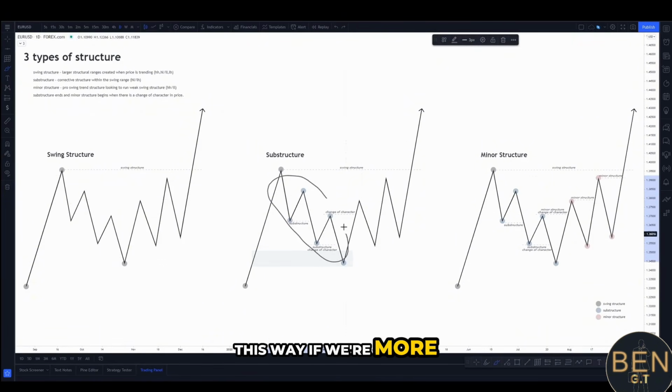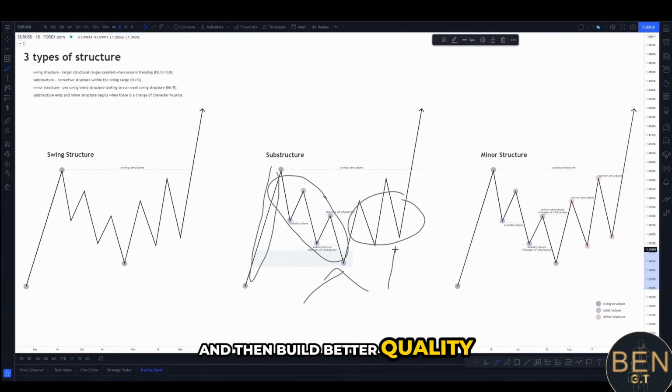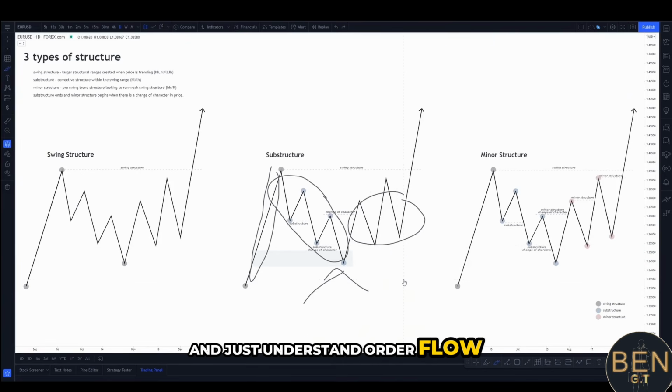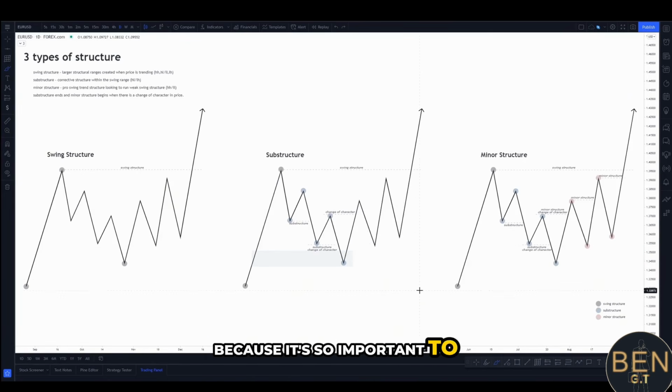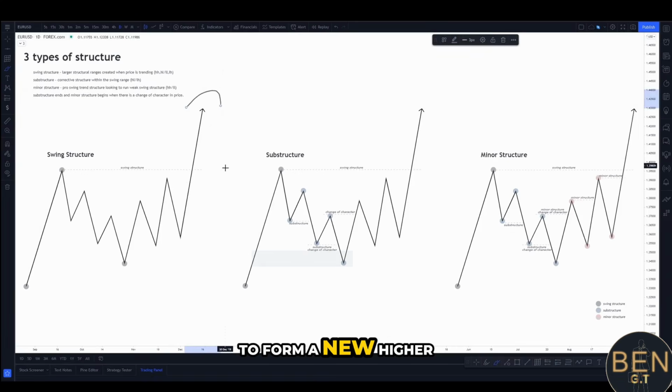This way, if we're more in line with what's happening on these three different types of structure, we can make better decisions and then build better quality trade decisions and just understand order flow at a higher level, because it's so important to understand these concepts and apply them to the charts, because at the end of the day, understanding your swing structure is going to give you your trend. Understanding your substructure is going to allow you to know where likely turning points are bound to happen, and then minor structure is going to allow you to see that continuation of the trend that would, in theory, allow price to, in this case, run the previous swing high to form a new higher high.